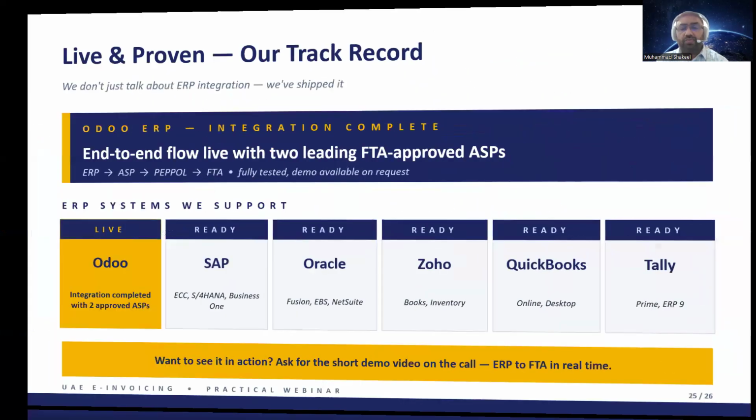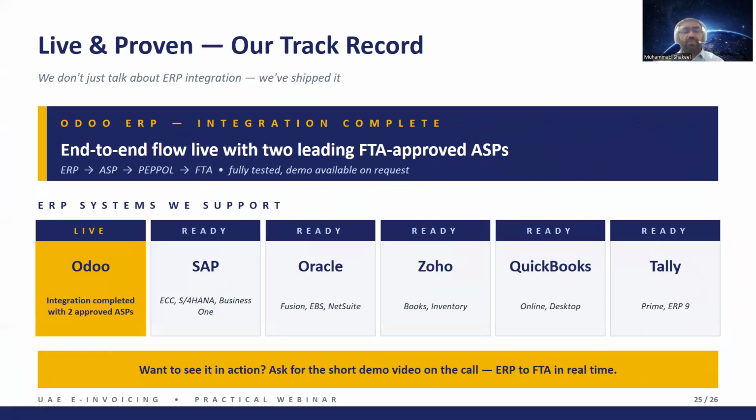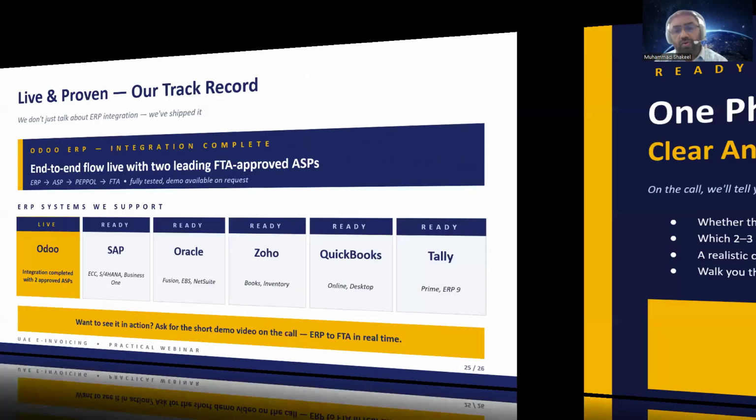We are available on telephone. We are very much familiar with Odoo, SAP, Oracle. These are our specialization. We provide you all the services. If you have your own ERP system, then we will also provide the services for your own systems.